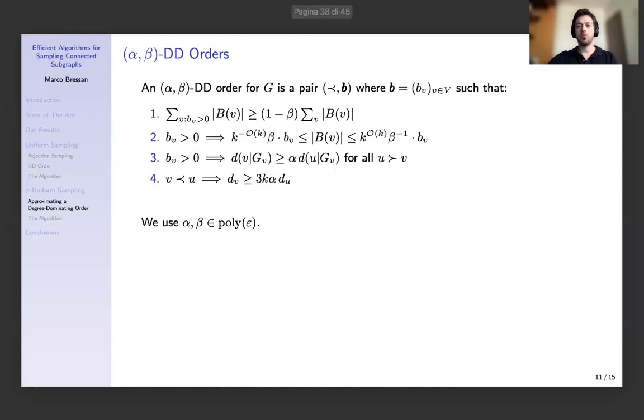Okay, so now we will use this order, and only bear in mind that we will use alpha and beta both polynomial in epsilon. In fact, I will use beta equal to epsilon over 2, which means that we will focus on the buckets which we believe to be non-empty, so for which BV is greater than 0, and then we will be throwing away only a fraction epsilon over 2 of all the graphlets of G.